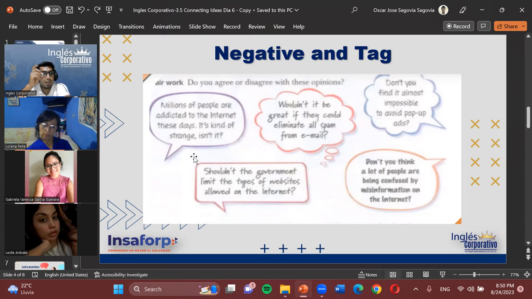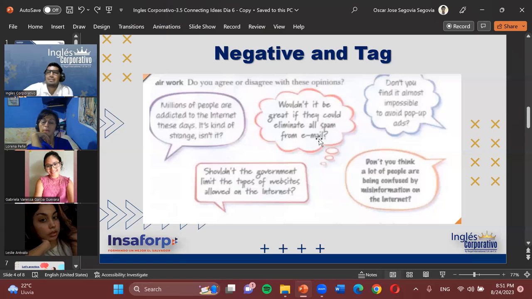Now, on the other hand, we have the negative questions. Negative questions, from the very beginning, state something that I am against, like, I consider that this is not possible. But at the end of it, it turns into a question, and we can start debating and discussing your opinion and mine. An example here: "Wouldn't it be great if we could eliminate all spam from email?"